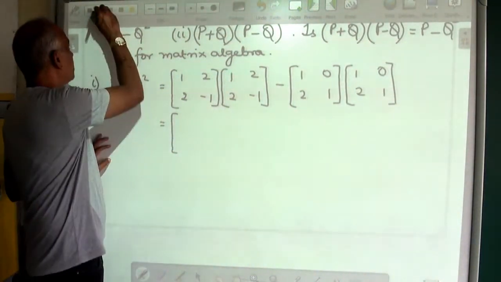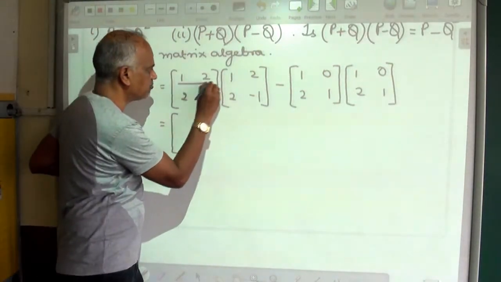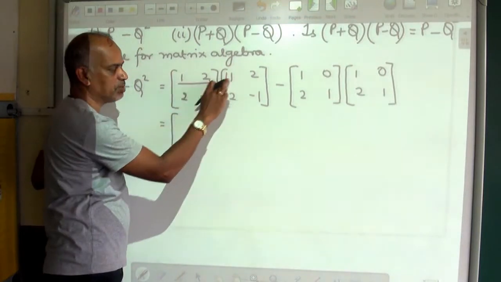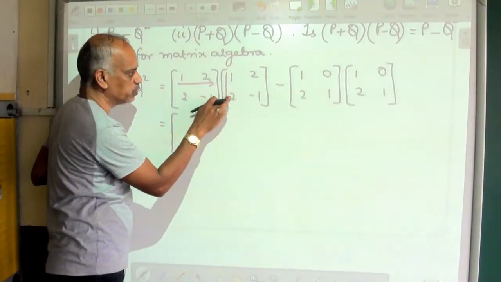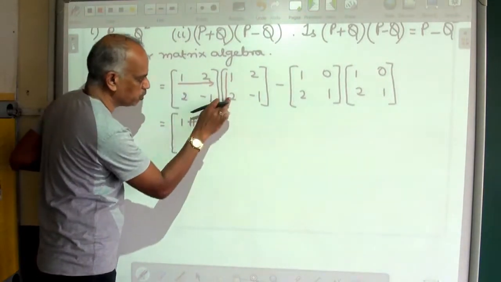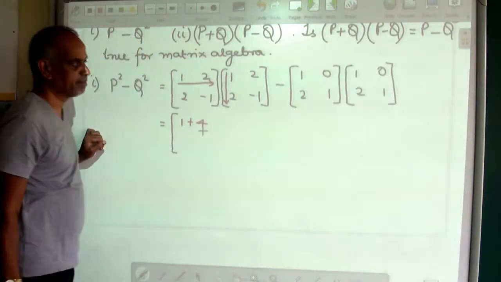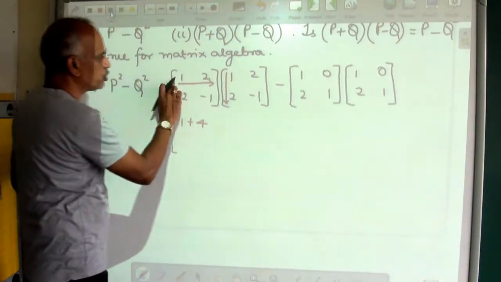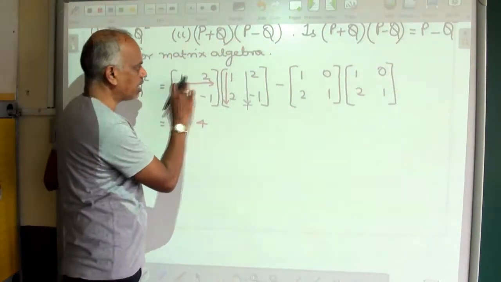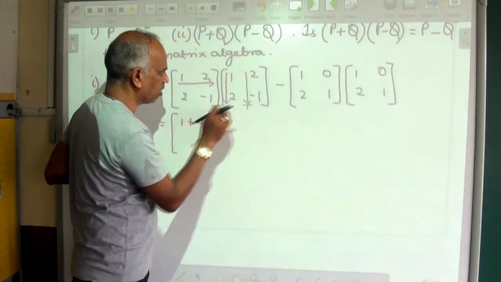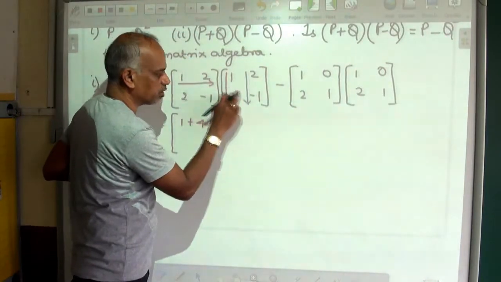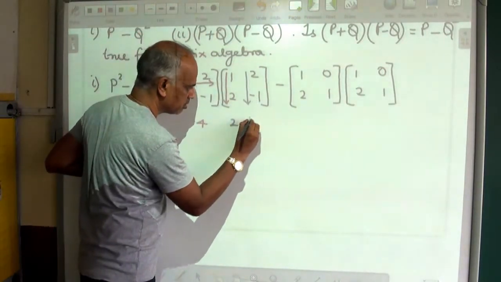So when you multiply the first row with the first column, 1 has to be multiplied with 1 and 2 with 2. So 1 into 1 is 1, plus 2 into 2 is 4. Next, first row with second column, which means 1 into 2 and 2 with minus 1. 1 into 2 is 2, plus 2 into minus 1 is minus 2.